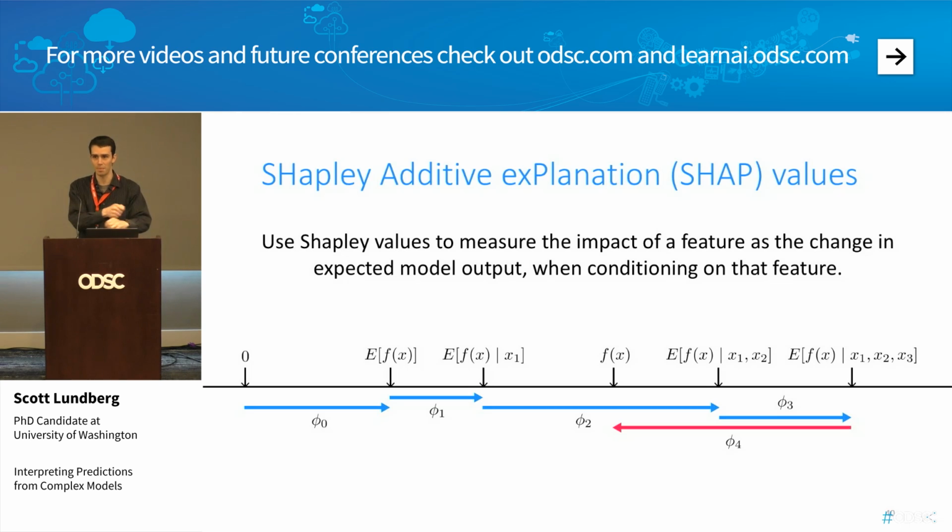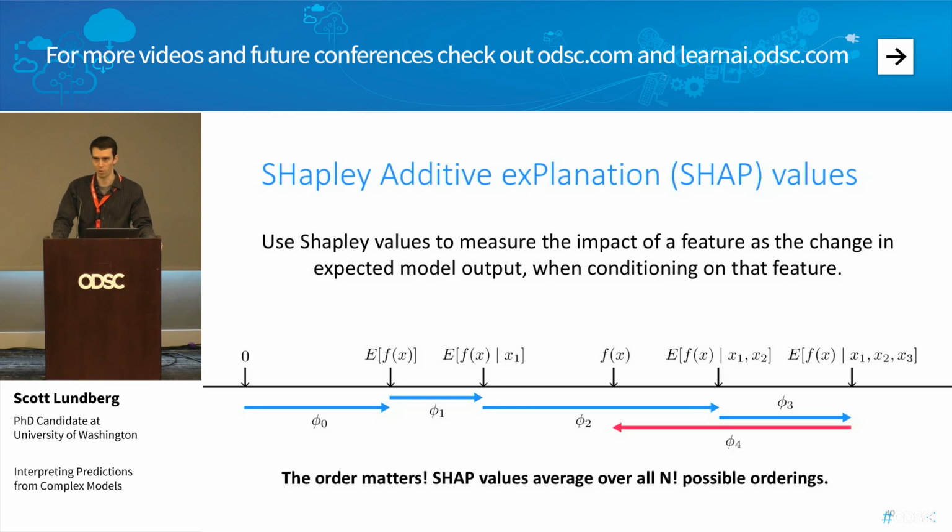And we've essentially divvied up among all the features the credit for getting from our expected value to our current prediction. Right? That's my base value, my mean prediction, to my current prediction. I've explained how I got there. And of course, we saw that that didn't work when we did it with trees. So it turns out that order matters. How you add these, what order you do it in, changes the output you get. And so SHAP values average over all n factorial possible orderings, which, as you can imagine, is slow. But I think is a very simple way of defining it. Yeah?